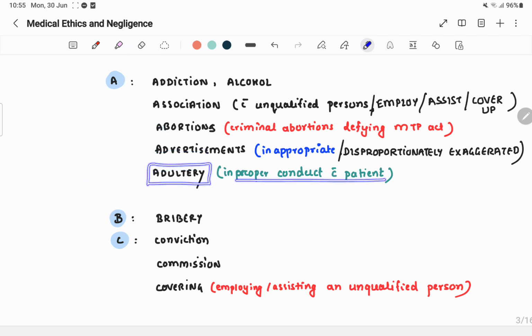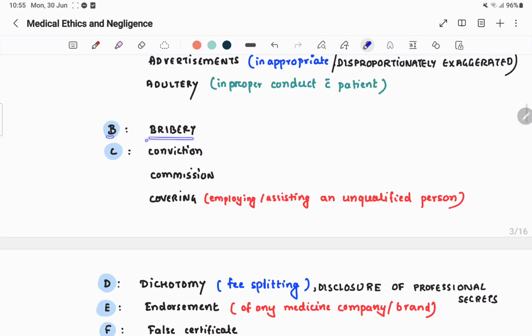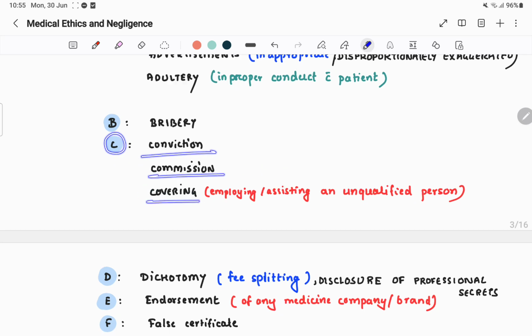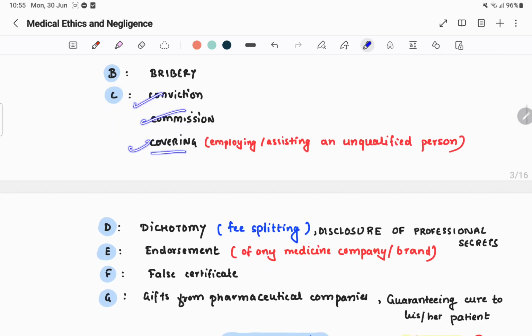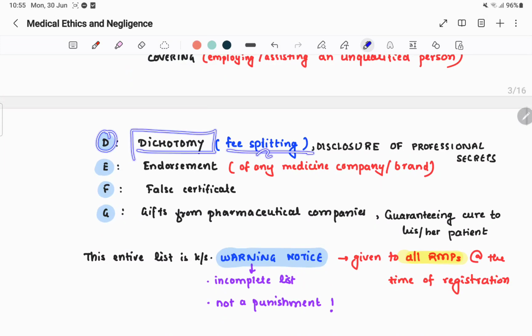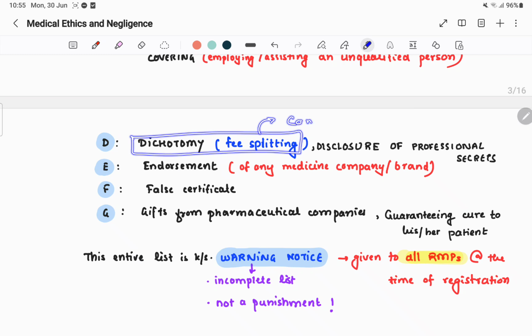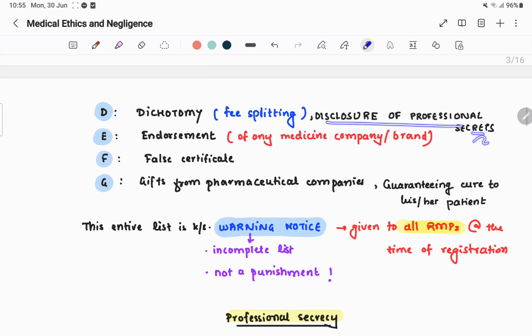Adultery, improper conduct with a patient. B is bribery. If he or she is accepting a bribe, then it's a professional misconduct. C is conviction, commission and covering: commission of a crime or covering of a crime, employing or assisting an unqualified person. D is dichotomy, that is fee splitting, and disclosure of professional secrets. Dichotomy means taking commission from path labs, from ultrasound centers and all, and disclosure of professional secrets also.